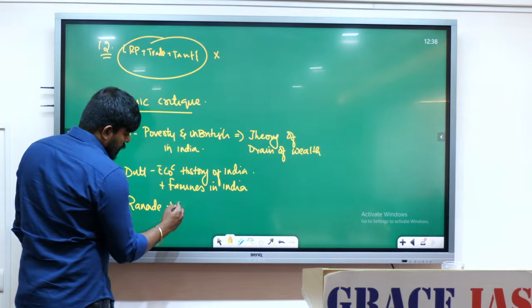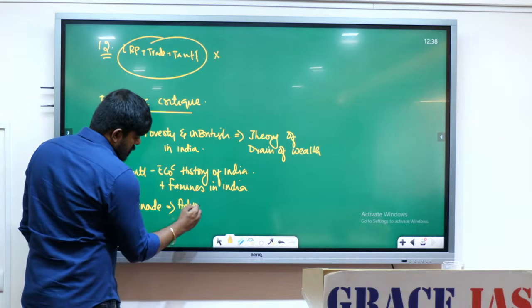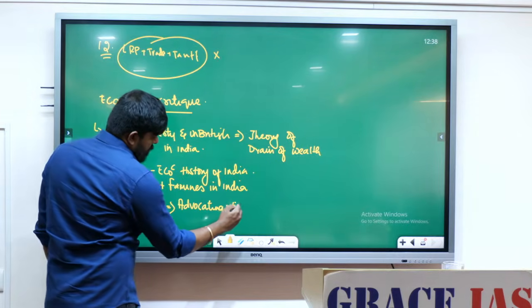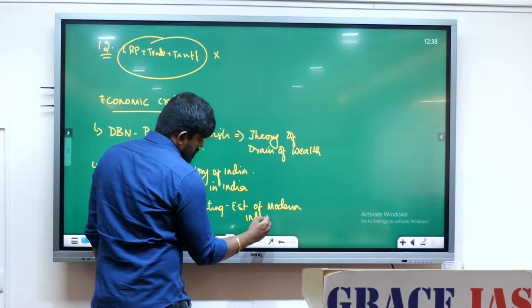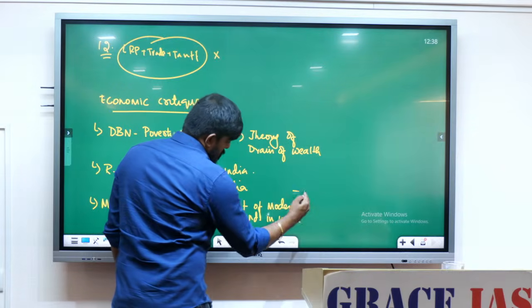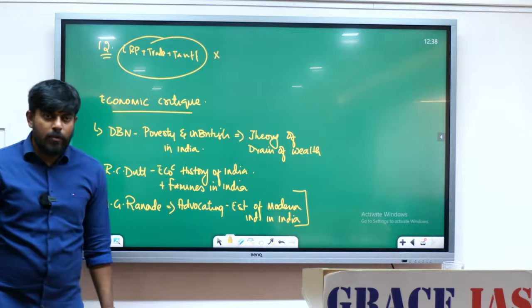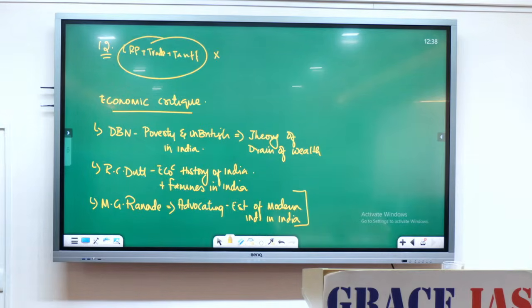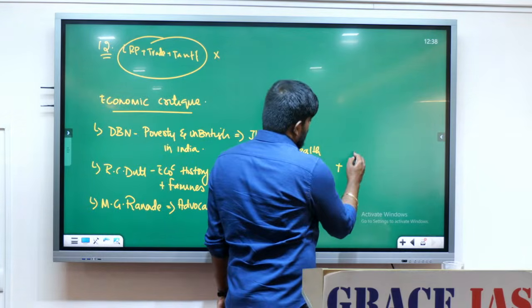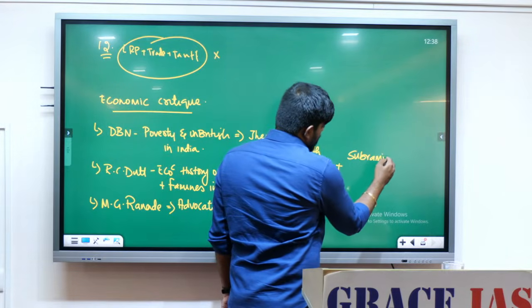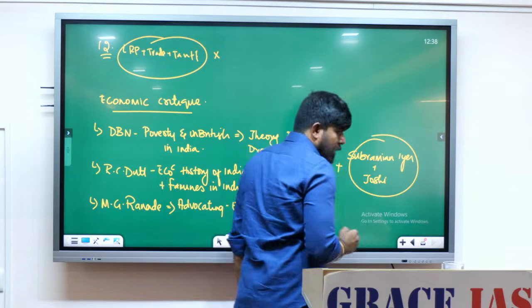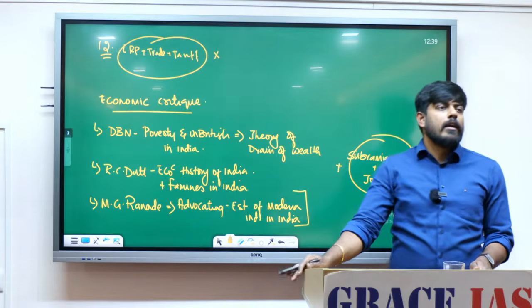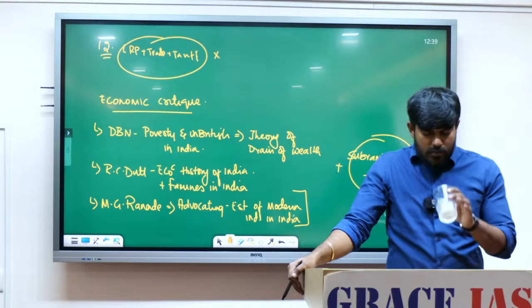He was advocating the establishment of modern industries in India. Along with that, there are a lot of other people like the founder of the Hindu newspaper, Subramanian Iyer, and Joshi. There are a lot of other people as well, but these three are very, very important. Okay.